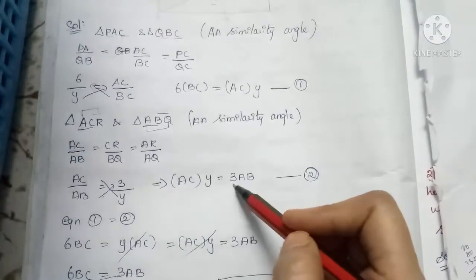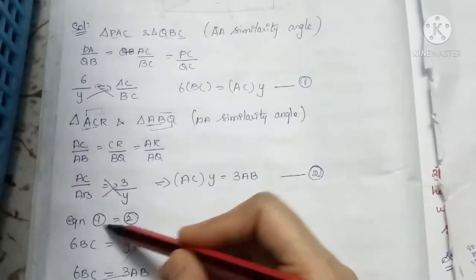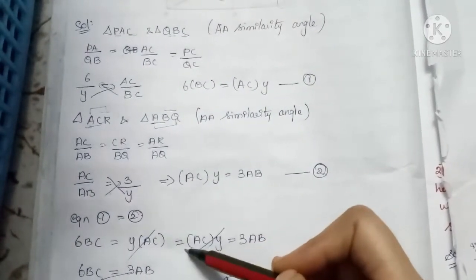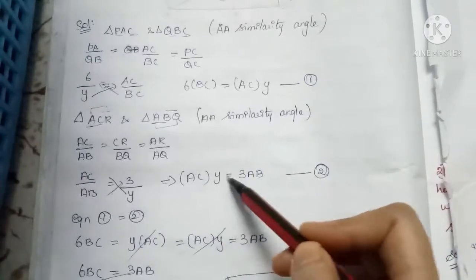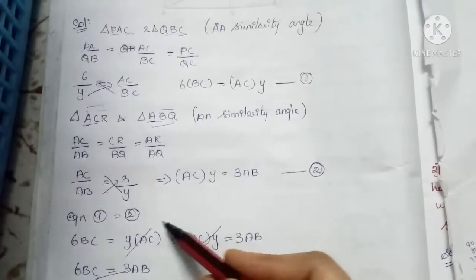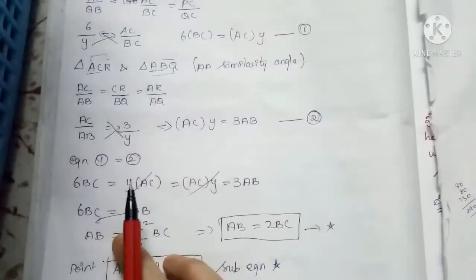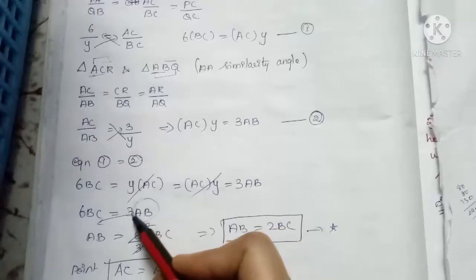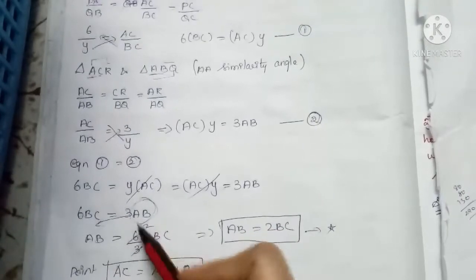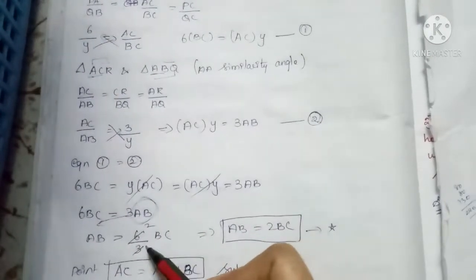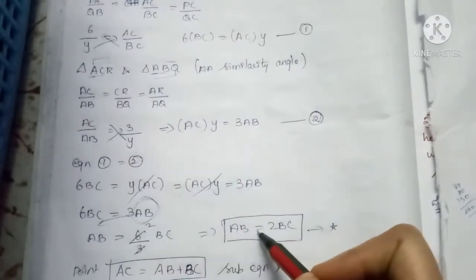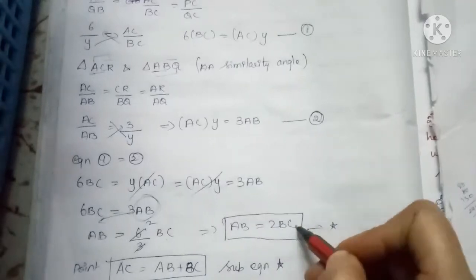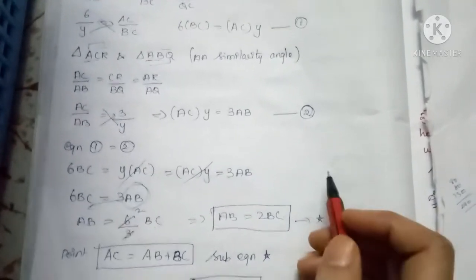Next, equate both equation 1 and 2. Equation 1: 6BC is equal to AC into Y, and the second equation: ACY is equal to 3AB. ACY gets cancelled. 6BC is equal to 3AB. Here we have to find the value of AB alone, so bring this term to this side. 6 divided by 3 into BC. Cancel the 6 and 3, 2 times. So AB is equal to 2 into BC, 2BC. Make it as equation star.